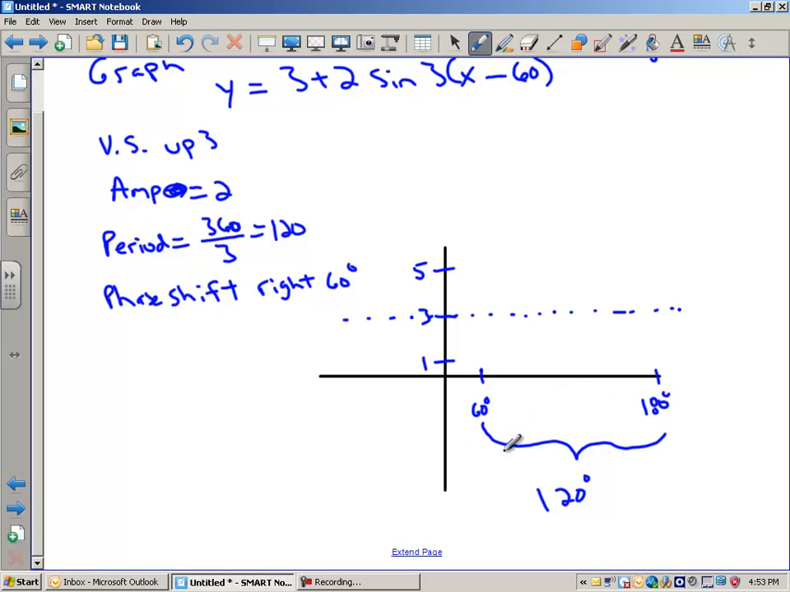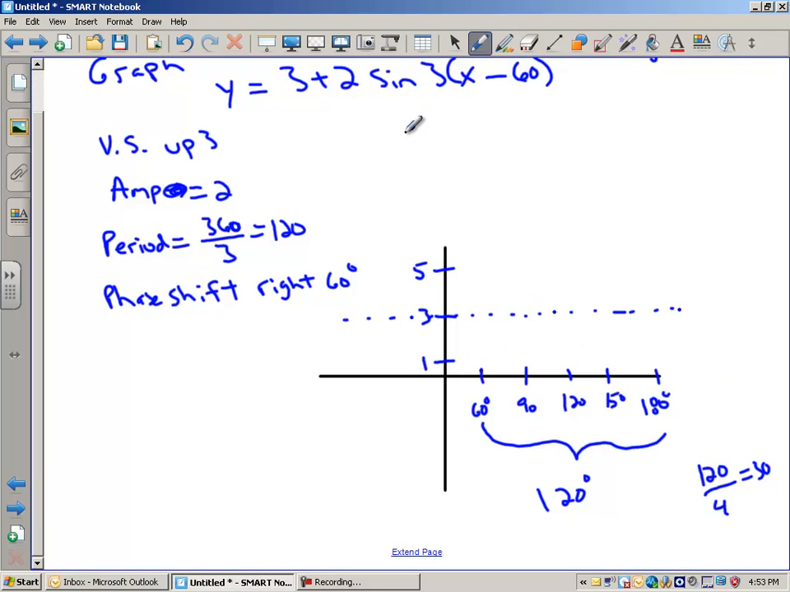Then from there, you need to break 120 degrees up into 4 pieces, and that tells you where our critical points are going to be. They're going to go by 30 degrees. So I've got 60, 90, 120, 150, and 180. So I add 30 to my 60 until I get to 180, and let's see how this works now.